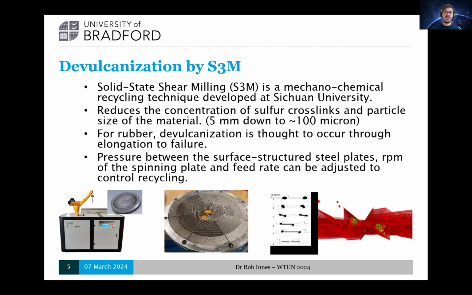Our approach uses a technology that was developed by Sichuan University. It's known as solid-state shear milling. It's a mechanochemical process. We don't actually introduce any chemicals, but we're using the mechanical shearing essentially to fracture selectively the sulfur bonds. So what it is, it's two metal plates with these surface structured grooves. So these are steel plates, and one is spun at high RPM. They are forced together, the material is fed through, and depending on the feed rate and how fast you spin the plates, you can control the recycling of rubber materials and other materials. So this has also been applied to plastics, but this particular approach focuses on tires because of the global challenge.